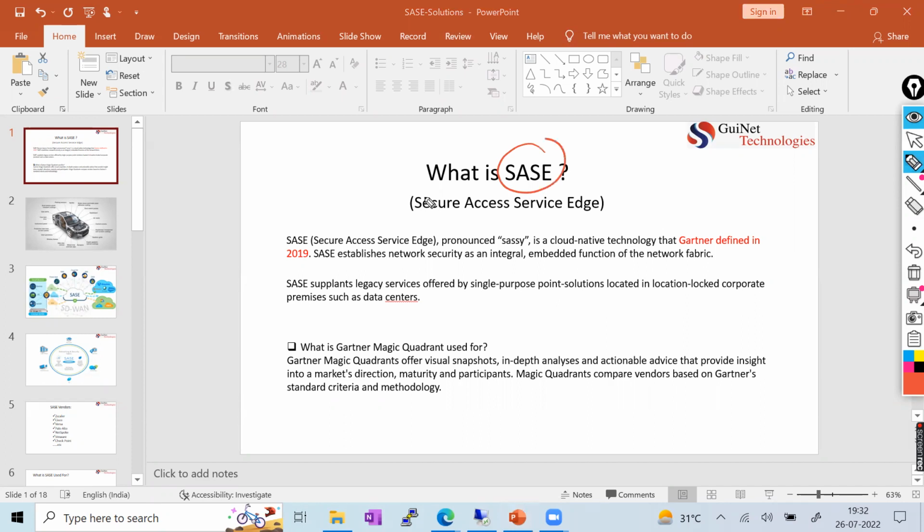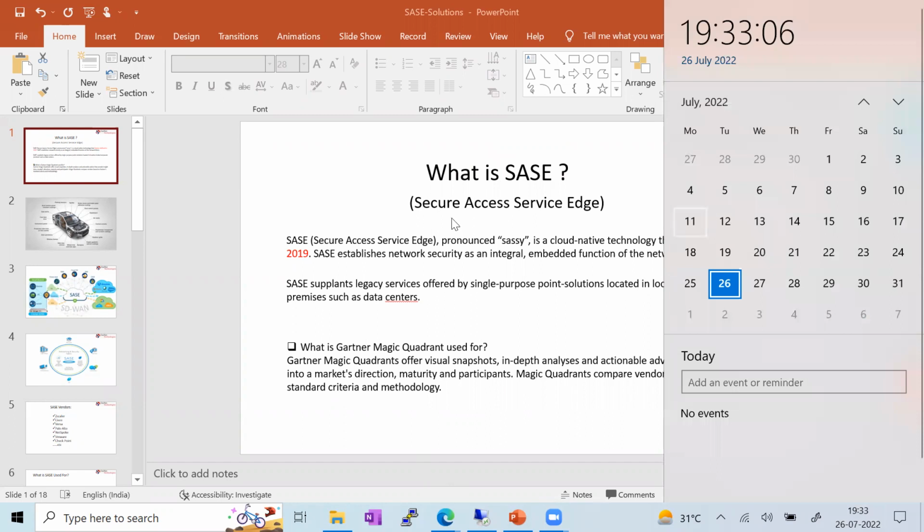This is quite a new word for many of us, but we'll try to understand what it means, why it has evolved, and how it is going to solve our daily or modern network needs. So just wait one more minute, then we'll officially start, and then we'll try to see how it is going to happen. Just 30 seconds more, and then we'll start.